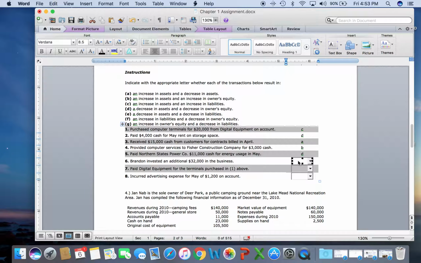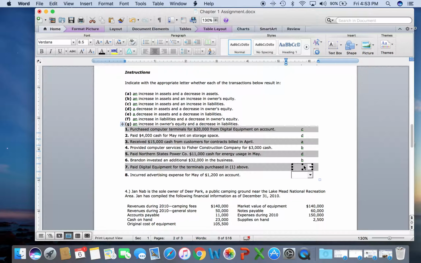Okay, next one here says, Brand invested an additional $32,000 in the business. So we know it's going to increase your assets because, well, you put cash in the business. It's also going to increase your equity because that's your investment, your capital. Okay, so that'll be B.